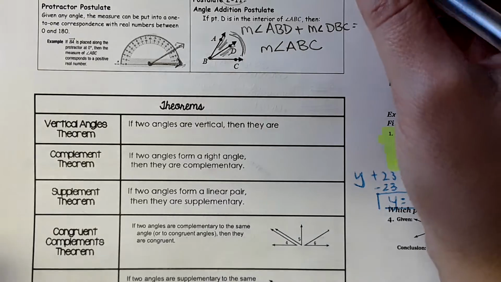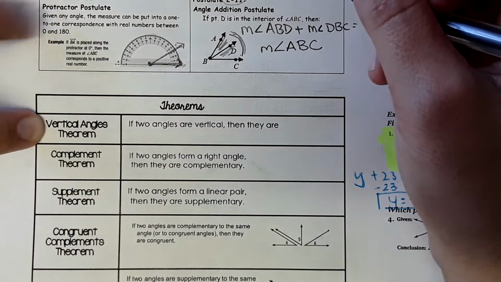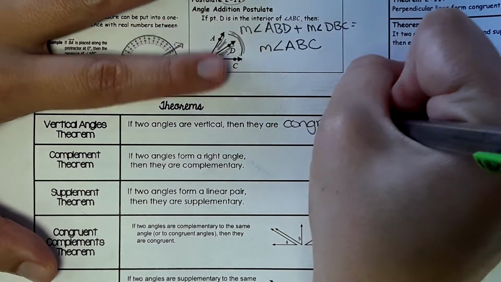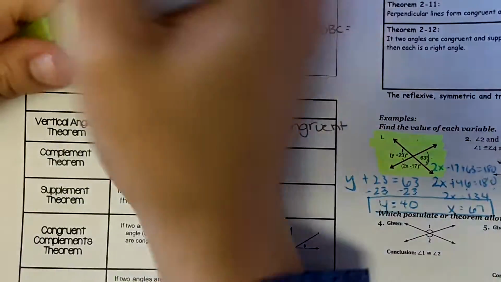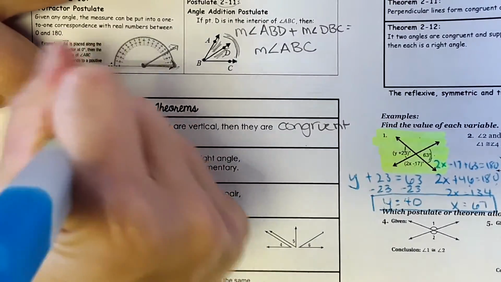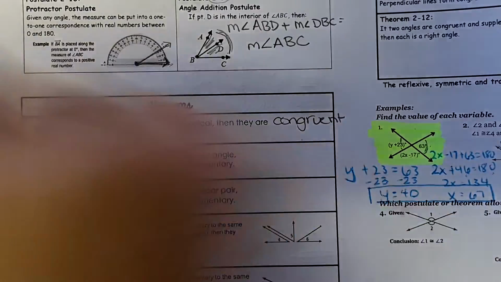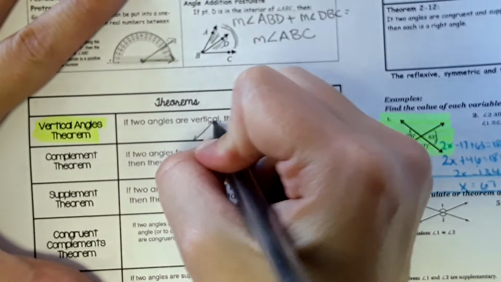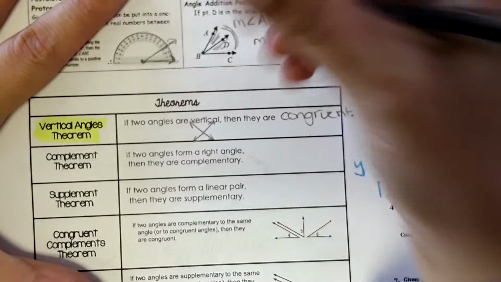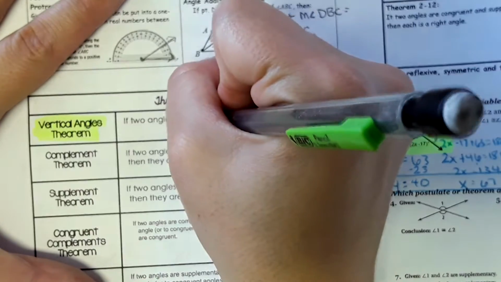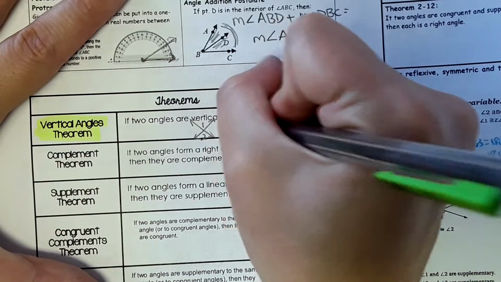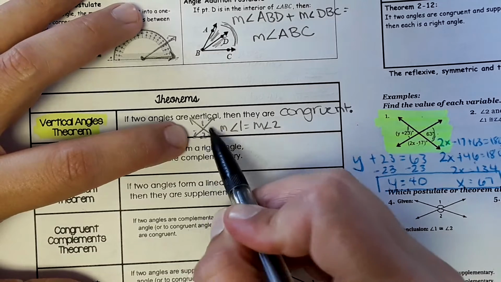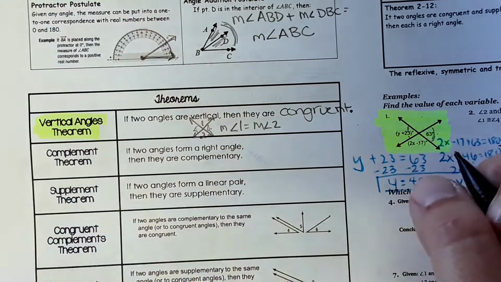Okay, now the theorems for today. These will sound familiar. We have the vertical angles theorem. If two angles are vertical, then they are congruent. If there was a most popular award for theorems, this is it. This is the one you will see over and over again. What this looks like is you would have two intersecting lines, and opposite angles are congruent. So 1 and 2 would be equal. Measure of angle 1 equals measure of angle 2. And remember, vertical angles can be like this too. This would also be equal to this side over here.